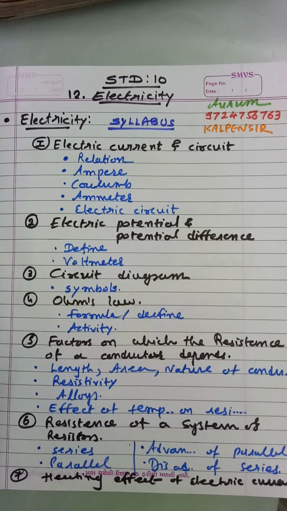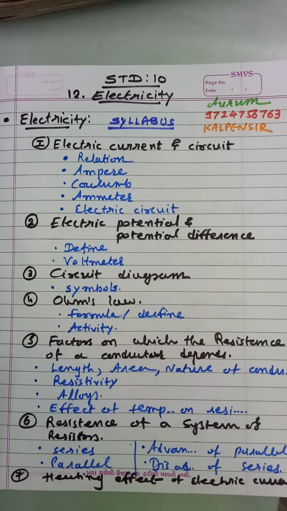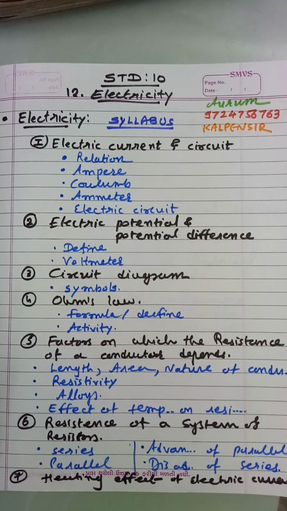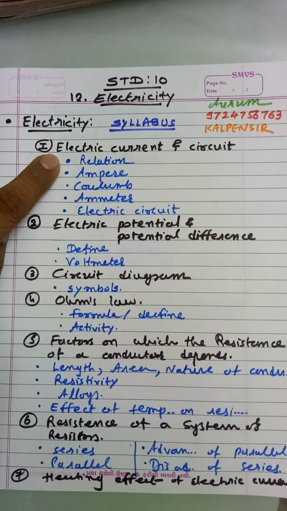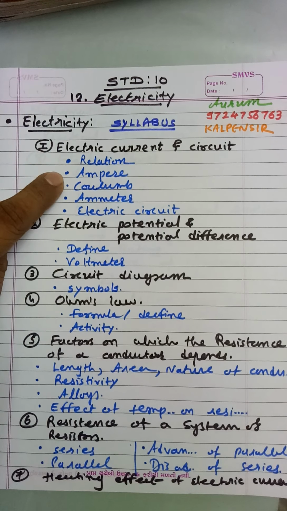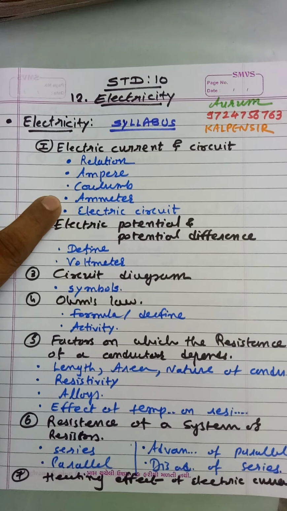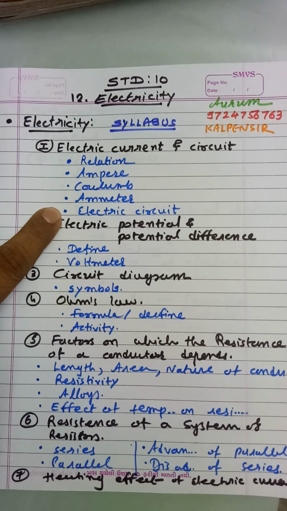Evening, students. Today we are studying Chapter 12, Electricity, Class 10. In this chapter a total of 9 points are given. The first point is electric current and circuit. The second point is electric potential and potential difference. In the first point there are 5 sub points: relation, ampere, coulomb, ammeter and electric circuit.